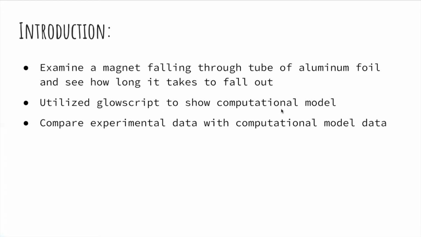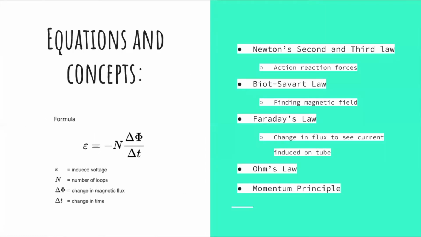For the introduction to Faraday's Law, we were to examine how a magnet falls through a tube of aluminum foil and see how long it takes to fall out. We would then use GlowScript to show the computational model, and compare the average time from our experiment to the average time of the computational model.